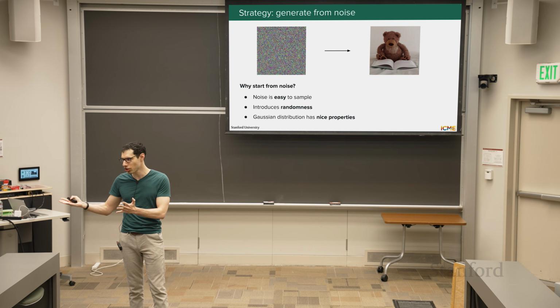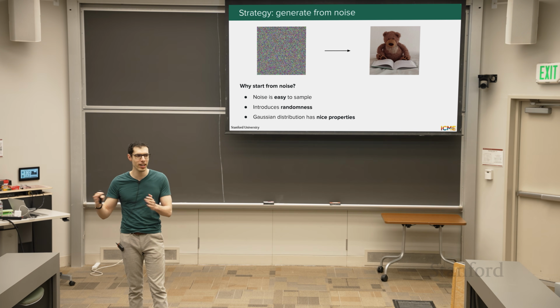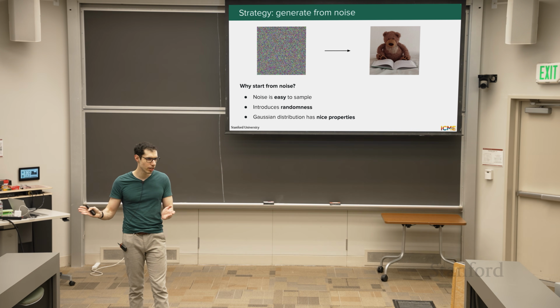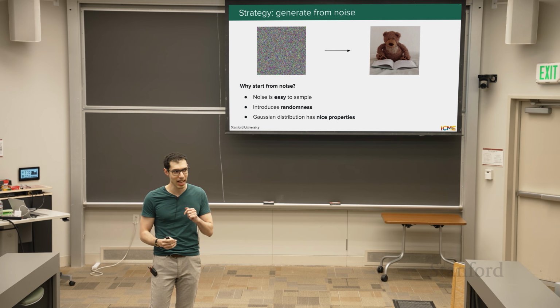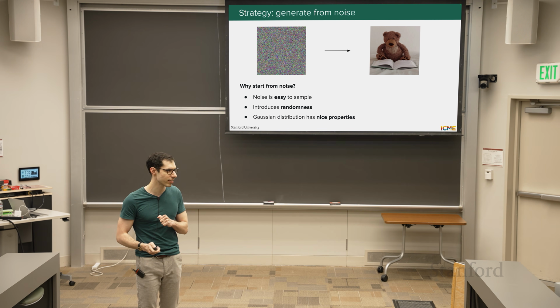And then the third one is, as I mentioned, noise is basically equal to a Gaussian distribution, and that distribution just happens to have very nice properties. So it simplifies a lot of the math, and we will see a little bit how that is the case in the diffusion case.